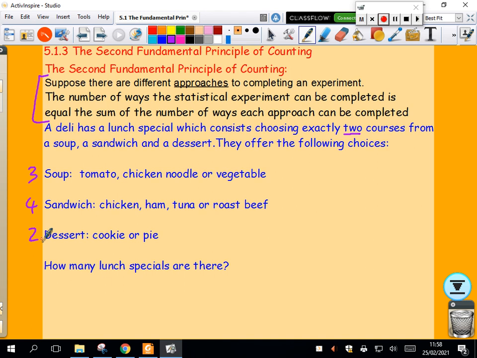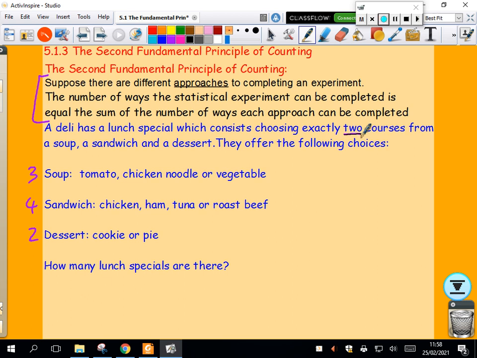Now we have to be a little bit careful here. I'm not choosing 3 courses, I'm only choosing 2. I have to choose exactly 2 courses. And there are different ways to approach this problem. In fact, there are 3 different approaches I can take to choosing 2 courses.